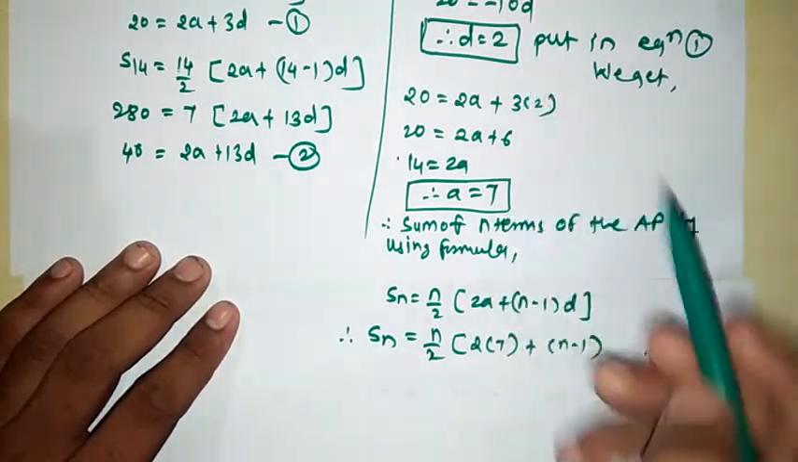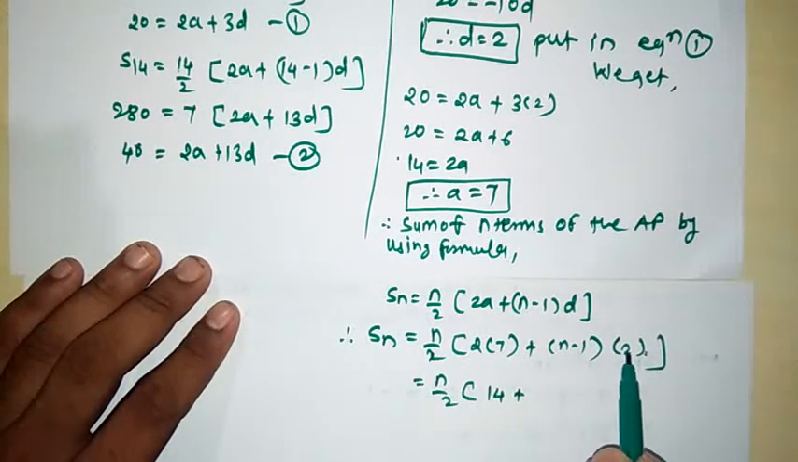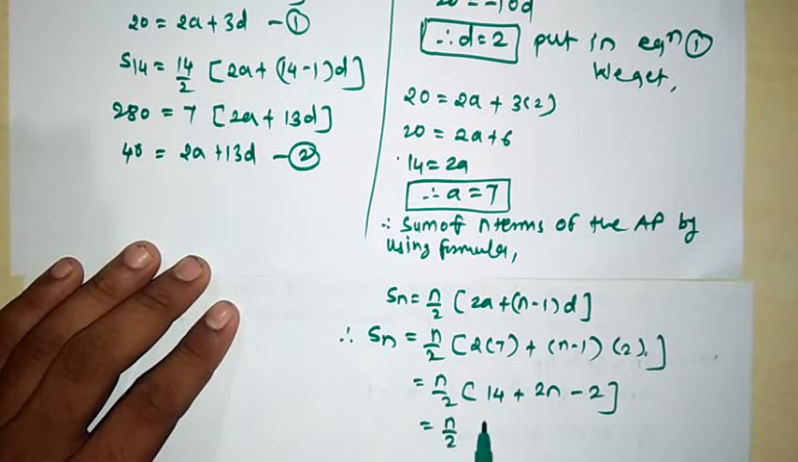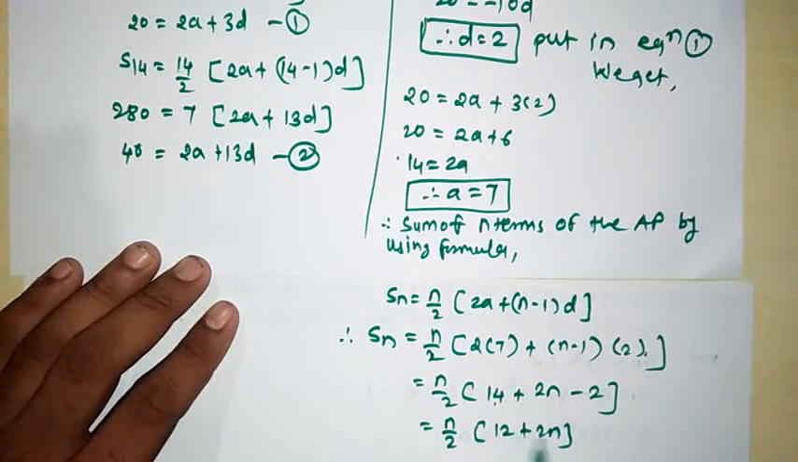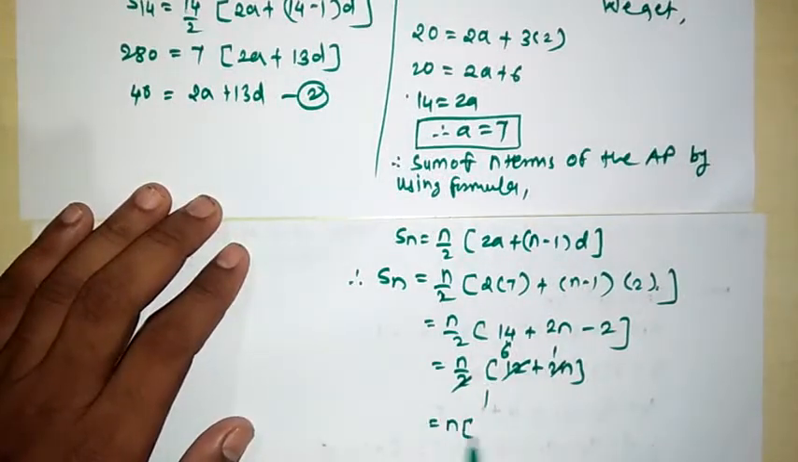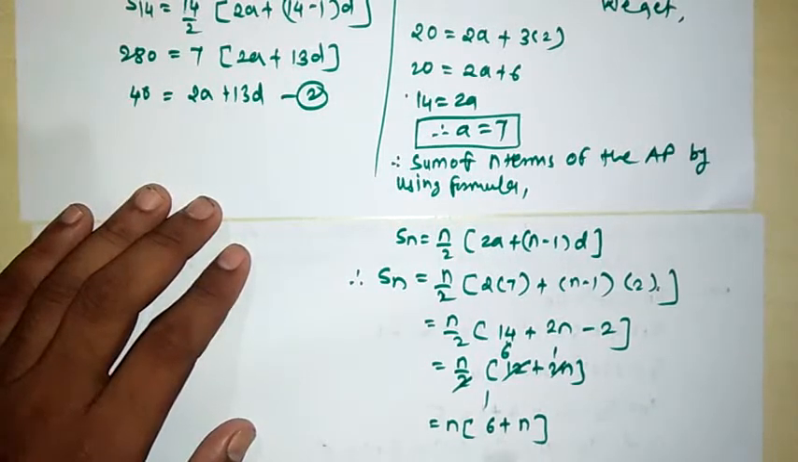What is the d here? D is equal to 2. Put here d is equal to 2, which is equal to n by 2 into 2 into 7 is equal to 14. Now we have to multiply in the bracket 2 into n, 2n minus 2. 14 minus 2 is equal to 12 plus 2n. Now we have to divide and take 2 out of the bracket. 2 1s are 2, 2 6s are 12, 2 1s are 2. In the bracket, what will remain? n into 6 plus n will remain.